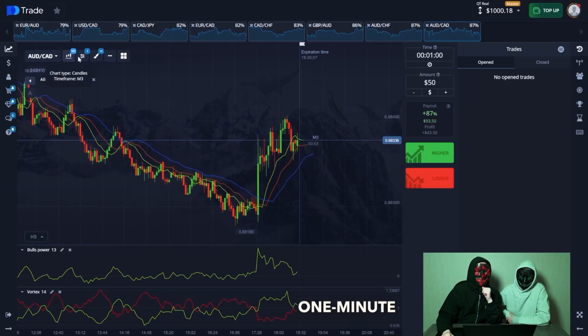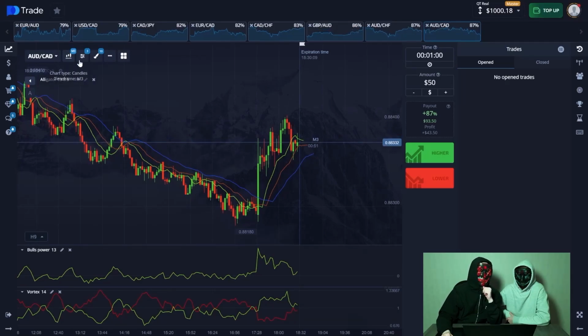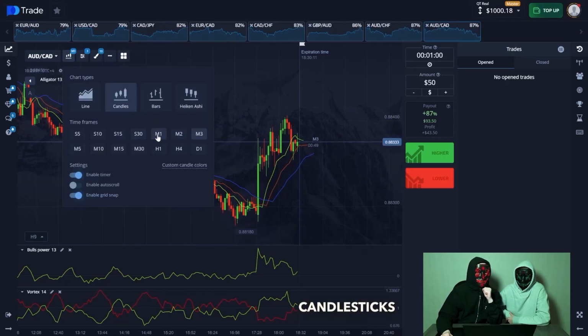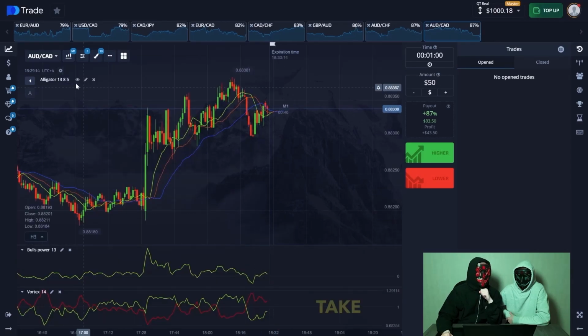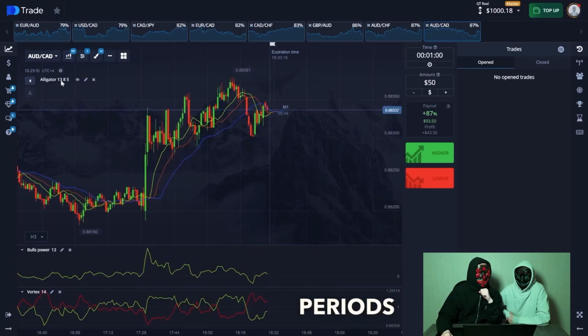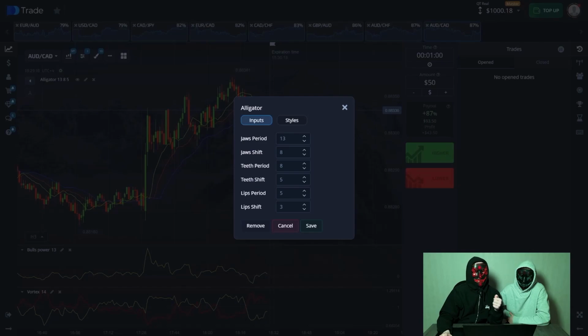We'll trade on a 1-minute time frame. Immediately switch our candlesticks to a 1-minute chart. Take a pencil and change the periods here. Let's put 4 periods, 6 periods, 7, 9, 8 and 10 from the end.